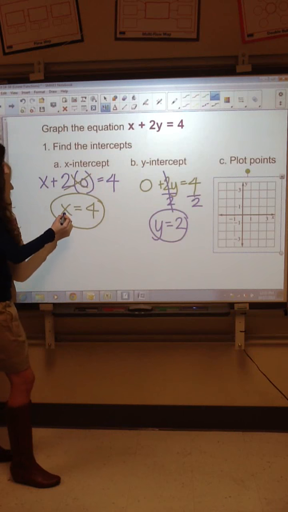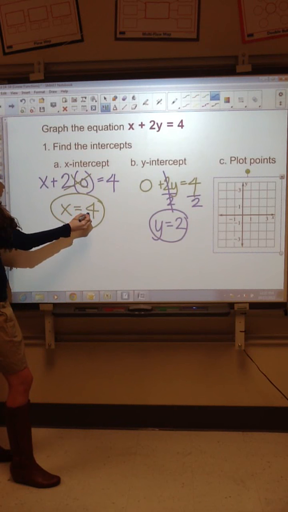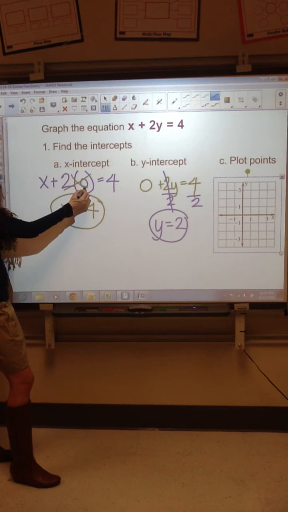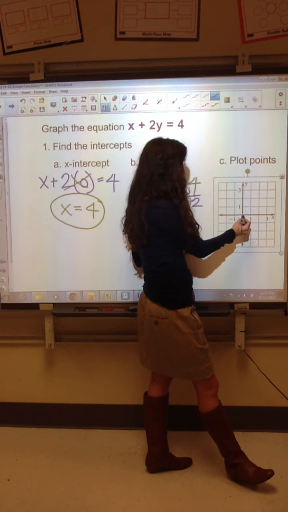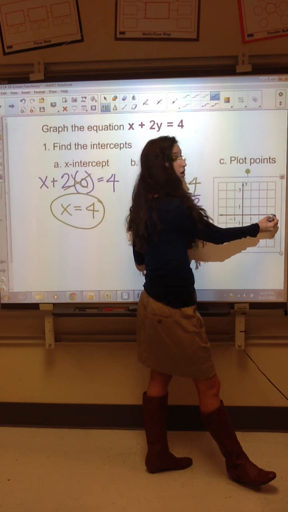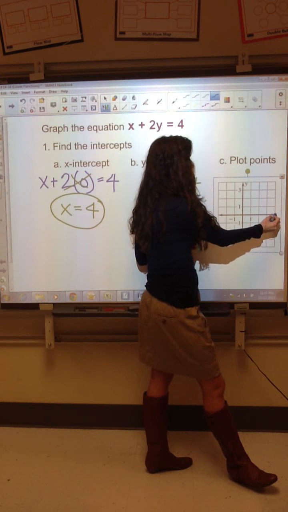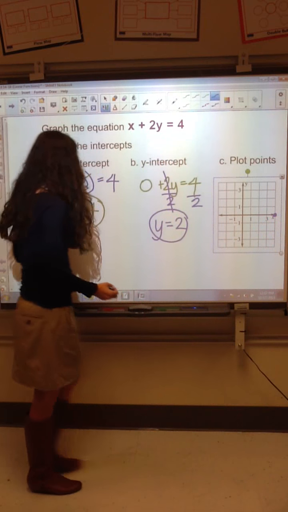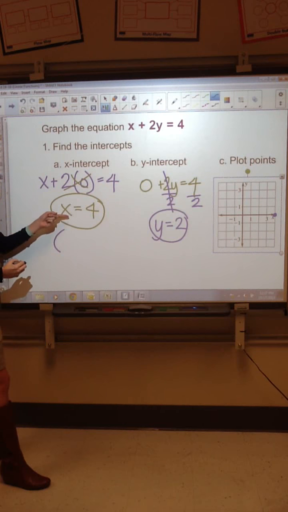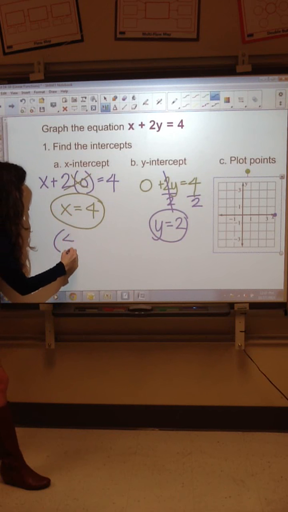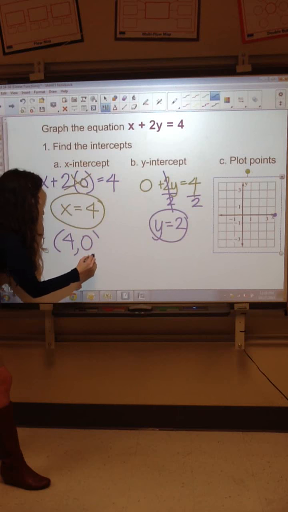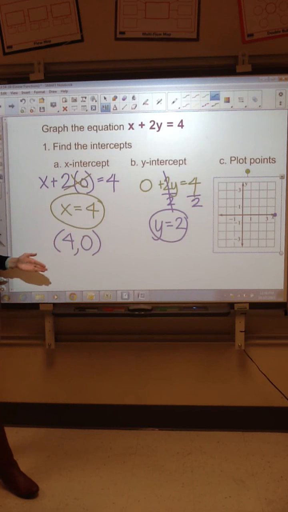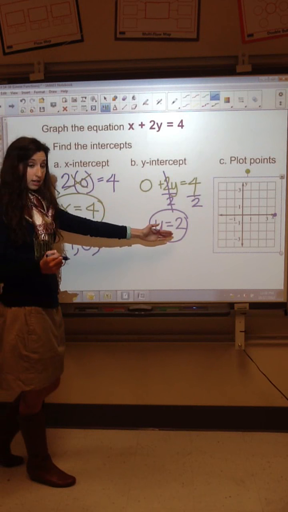Great. So here's what's going to happen. When x is 4, we know that y was 0. So I'm going to come over to my graph. I know that x is 4, and y is 0. Put your point. Okay, and then I would like for you to write your coordinate. Because we know our x, it's 4. And if it's an x-intercept, the y is 0. 4, 0. Did I plot it right? I hope so.